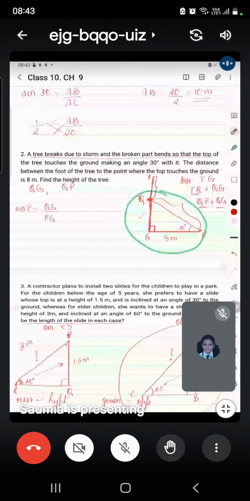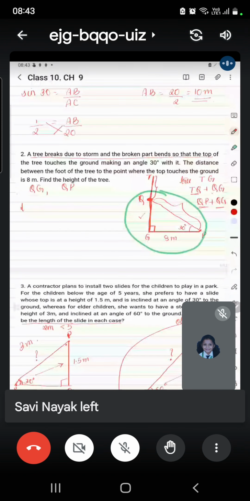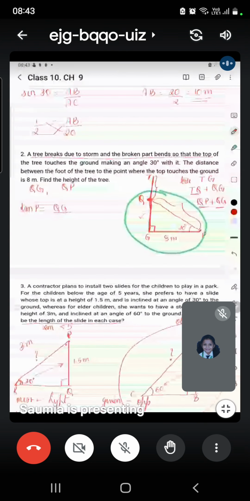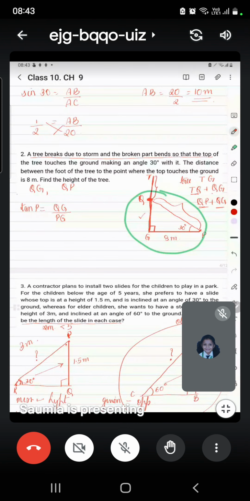Ma'am, it should be tan P, because the adjacent side is given, no? Tan P is equal to QG upon PG. Now correct? Yes, ma'am. So what is tan 30? P is 30. Tan 30 is how much? 1 by root 3.